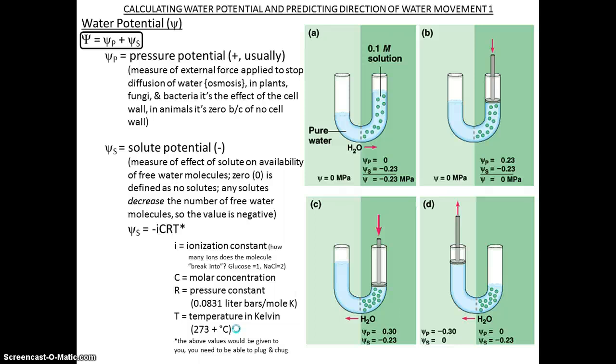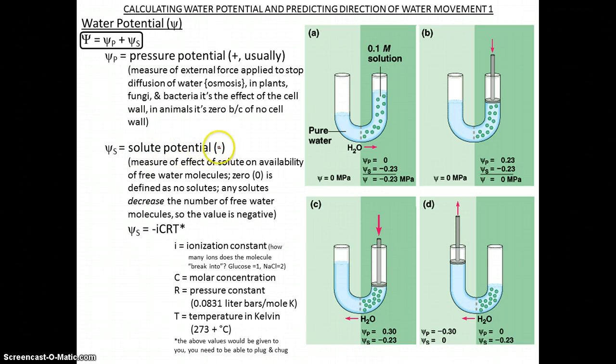In plant cells, you'll have pressure exerting. Usually in animal cells, since there is no cell wall, the pressure potential is 0. And in open air, like in a beaker, it would be 0. So if you look at this picture here, this represents positive pressure, right? So therefore it's 0.23. And then you have solute potential.